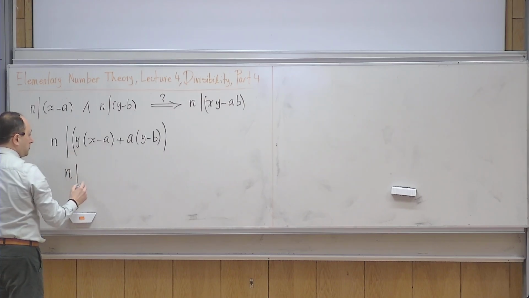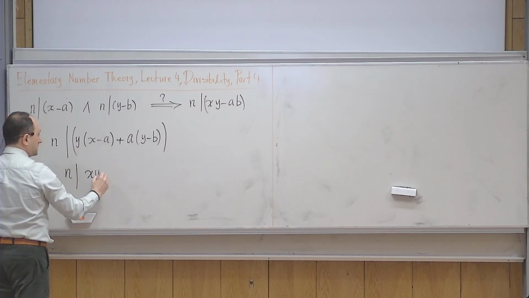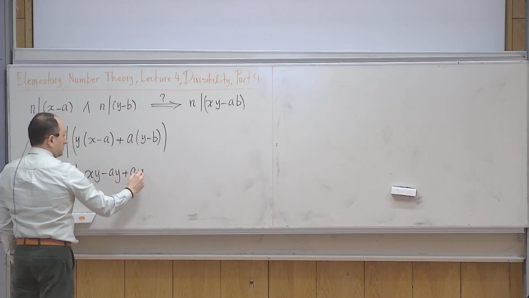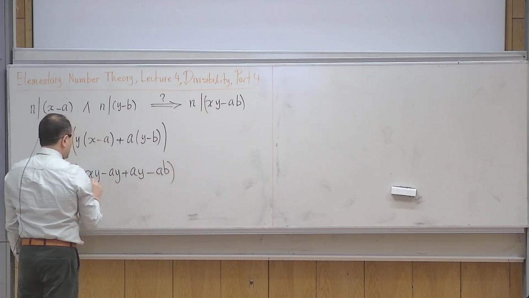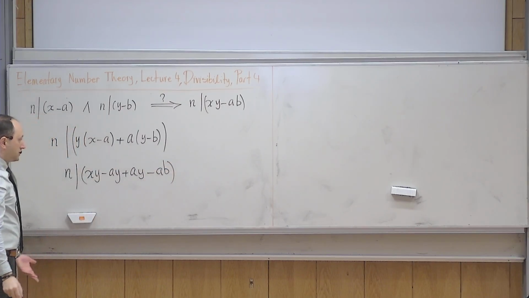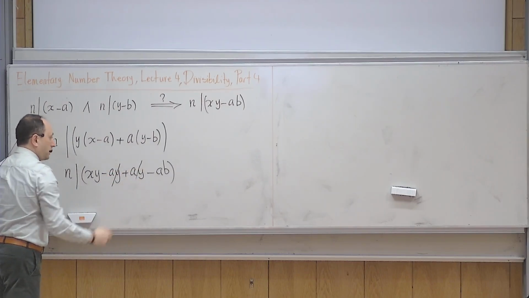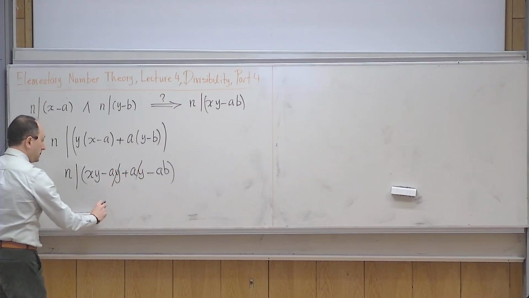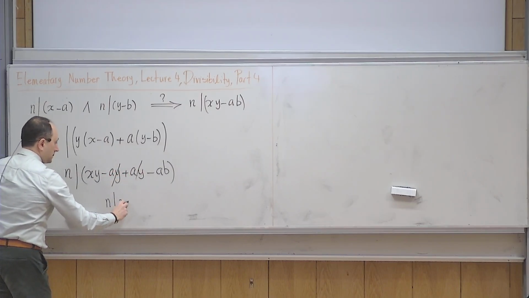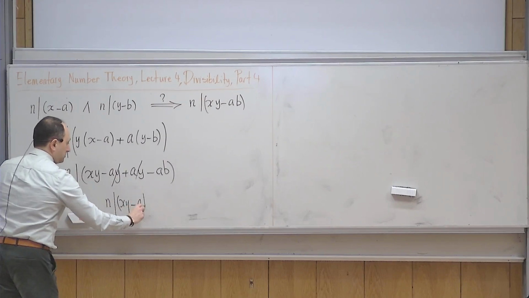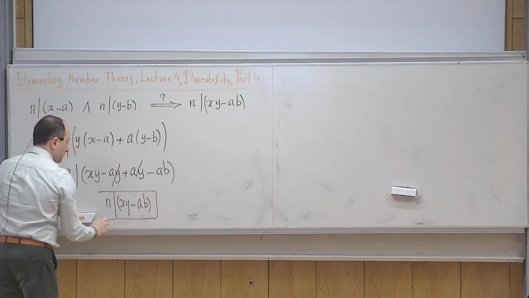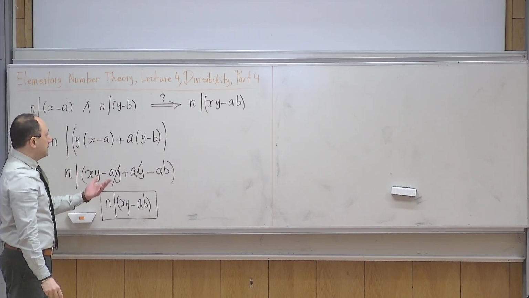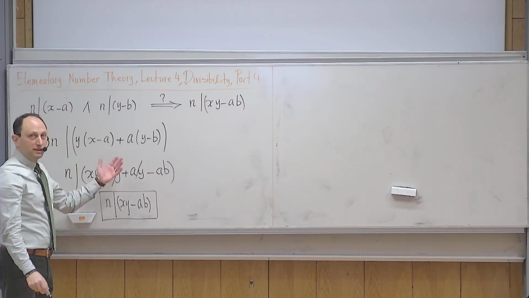I just multiply y in, so it becomes xy minus ay. I multiply a in, it becomes ay minus ab. So you see, the one that I chose was wise enough, because now this minus ay and that ay are cancelled, and what is left for me is xy minus ab. So this means that I can conclude that n divides xy minus ab. And that is exactly what I want to show. Okay? So again, I am not telling that this is the only way, but that is a good way.